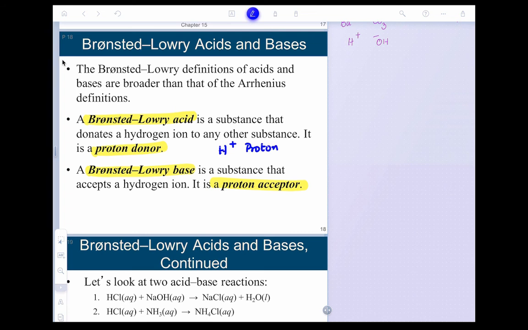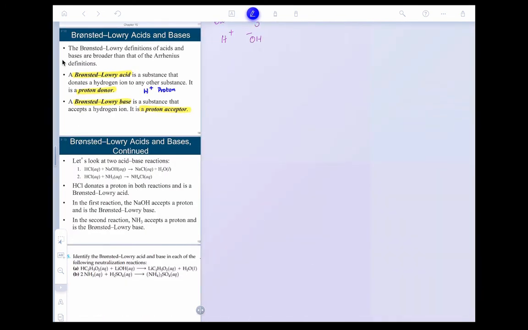So anything that donates a proton is an acid. Anything that accepts a proton is a base. So I'm going to start off with a simple example, HCl. I'm going to react it with sodium hydroxide. We have already done this equation. We know what the products are, NaCl(aq) and H2O(l), and it is a balanced equation.